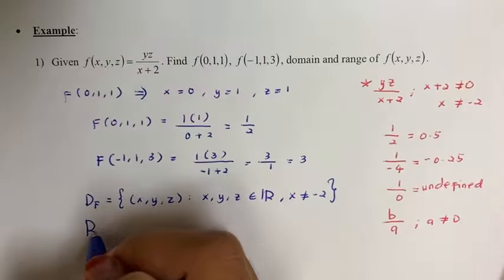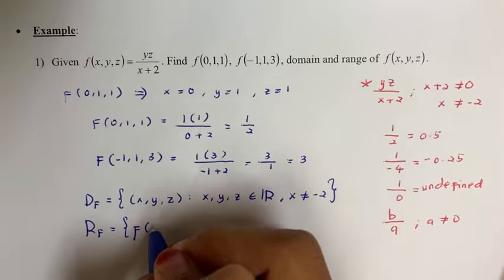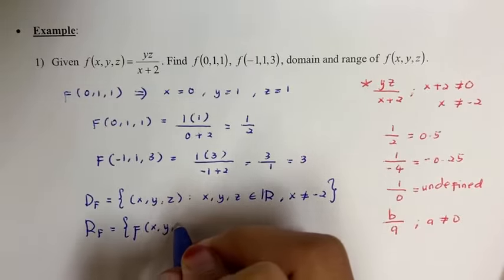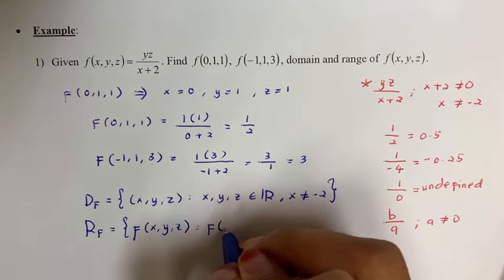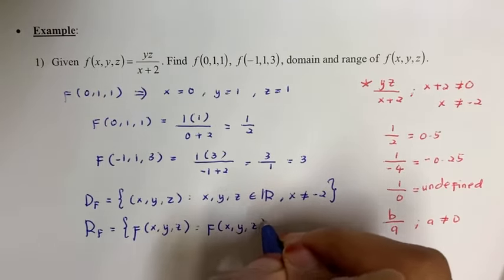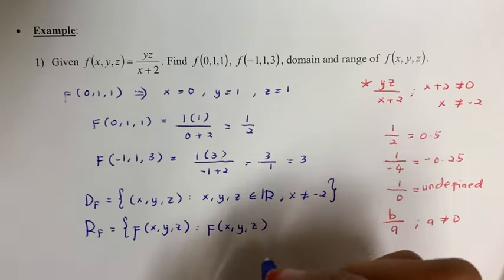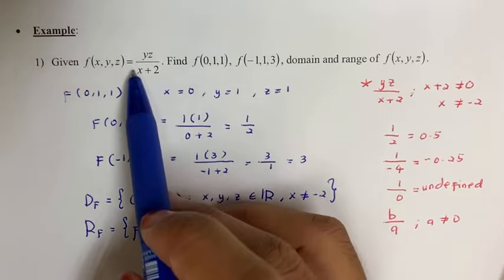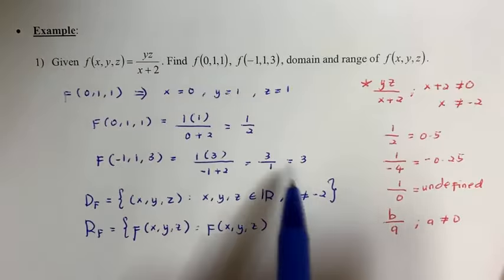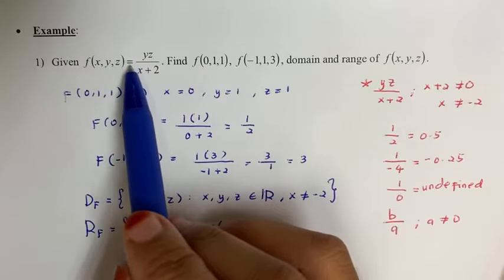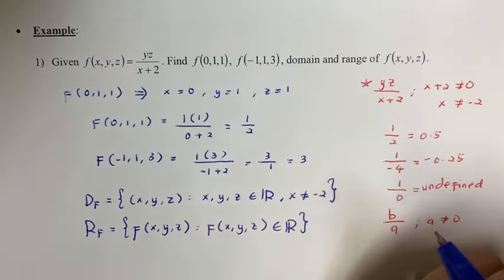And last one, you need to find the range. So range is when you consider the dependent variable f(x, y, z). So what happened to the f(x, y, z) value when you substitute all the domains here? f(x, y, z) can be any number. You can put any number here except for negative 2. So the range of this function is any real number. It can be any real number.